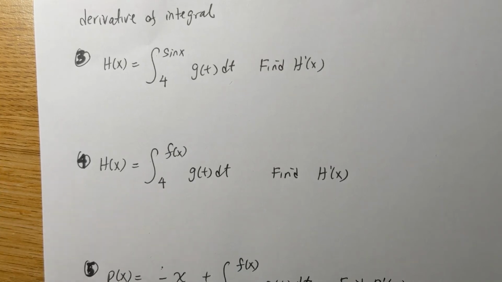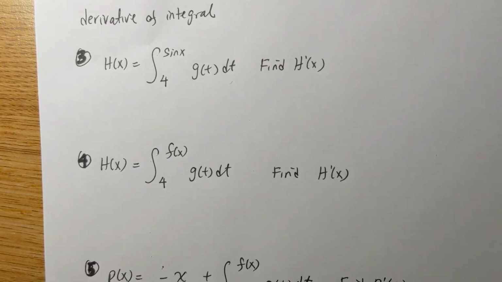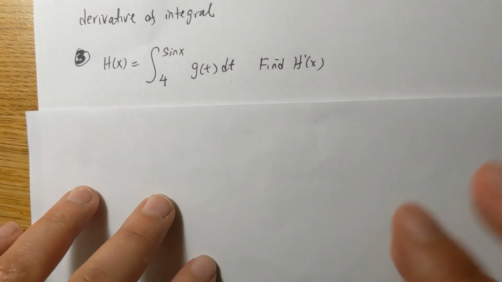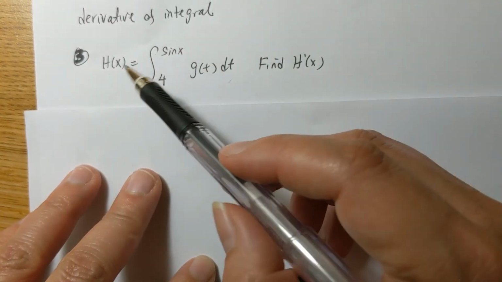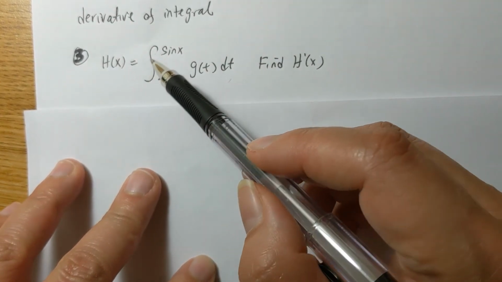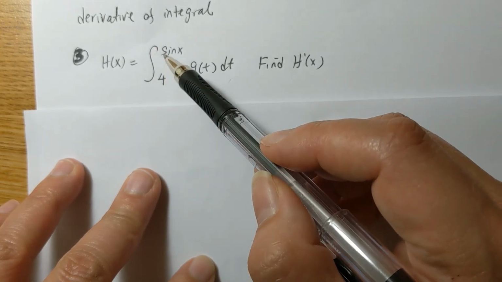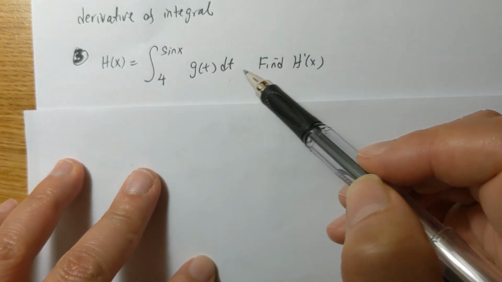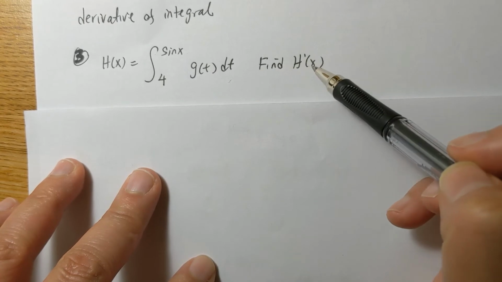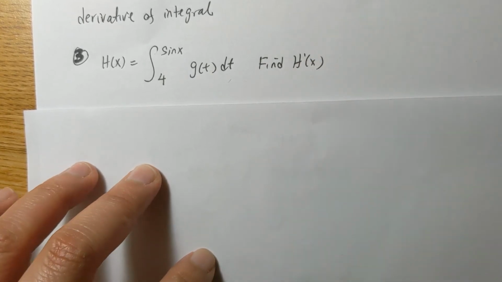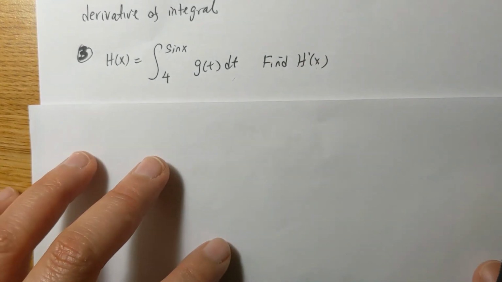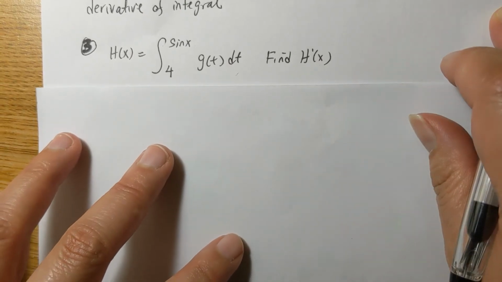Okay, question number 3. So you have h prime of x equal to the integral from 4 to sine x of g of t dt. You have to find h prime of x.